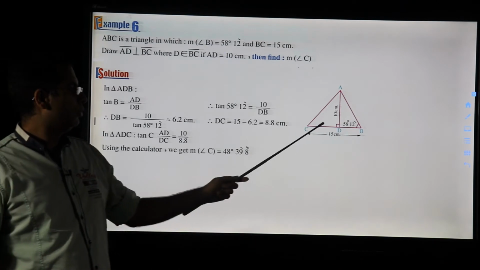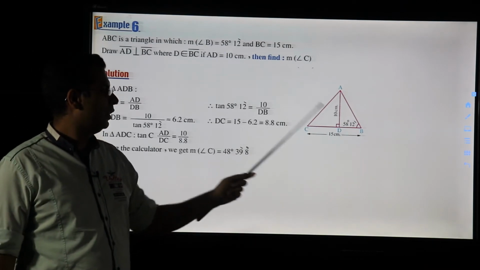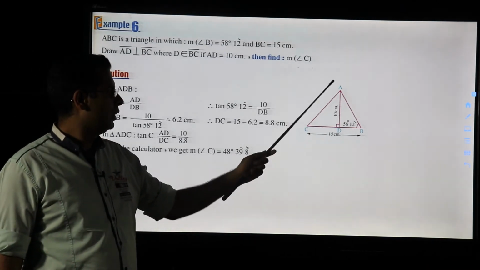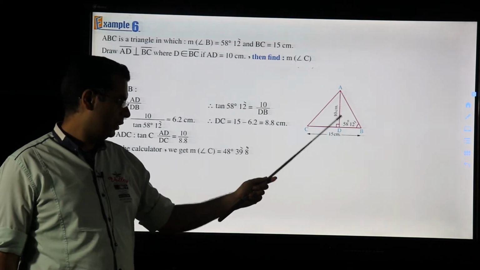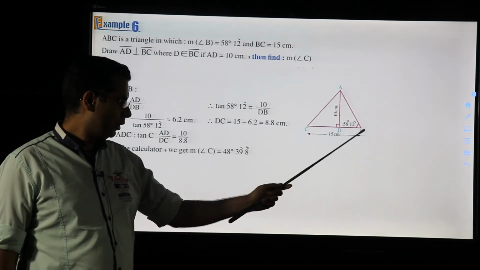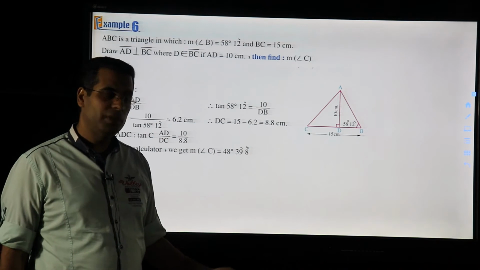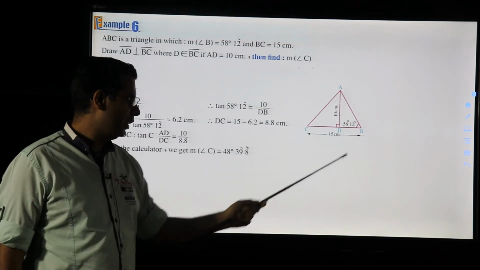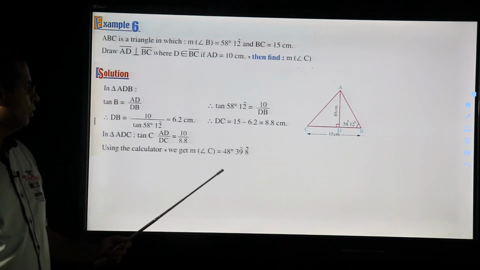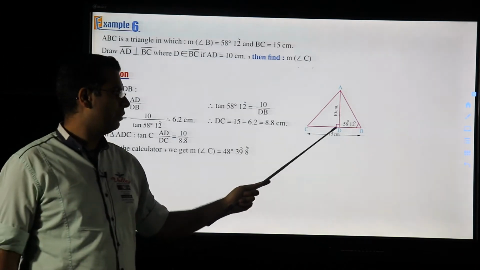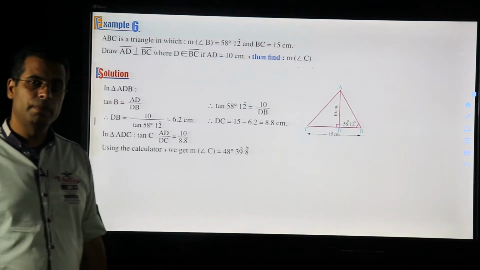We want to find measure of angle C. We have measure of angle B. AD is perpendicular, making 90 degrees at right and at left. BC, all of it is 15 centimeters, and AD equals 10 centimeters. We want to find the length of BD at first by using 10.